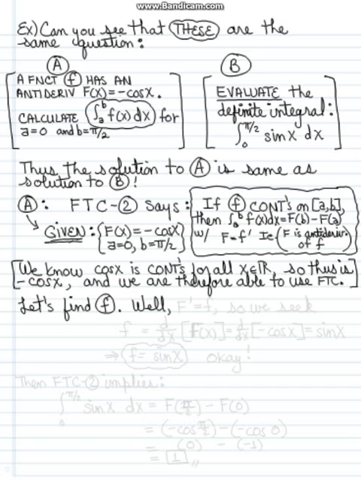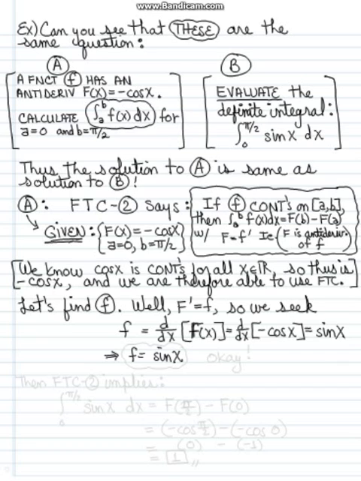Okay, so let's find little f. That's important. That's like step 1 for evaluating the integral in part B. Find little f. Well, capital F prime equals little f. So we're looking for little f equals the derivative with respect to x of capital F of x. So in other words, it's the derivative with respect to x of negative cosine x. Okay, the derivative of cosine is negative sine, and then we have a double negative, which makes it positive. So f is equal to sine of x.